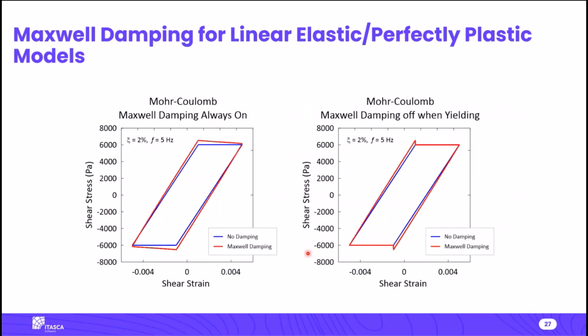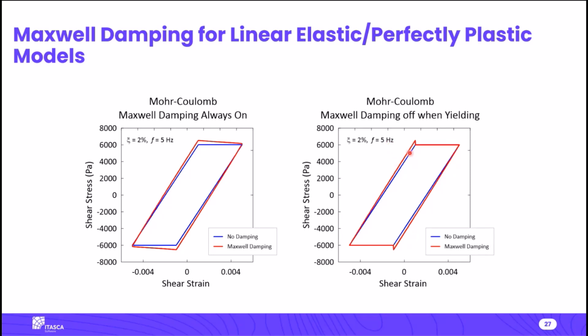First, we're looking at these stress strain loops for linear elastic perfectly plastic models like the Mohr-Coulomb model. The base Maxwell damping behavior looks like this. This is 2% damping at a frequency of 5 hertz. And on the right, we're showing the option for compatibility with Rayleigh damping. It turns off stiffness damping for the Mohr-Coulomb model, or these elastic perfectly plastic models, when you're yielding.